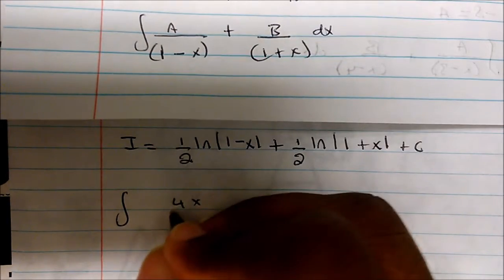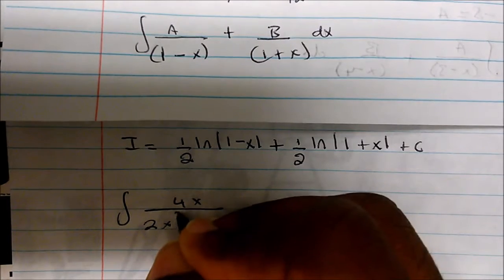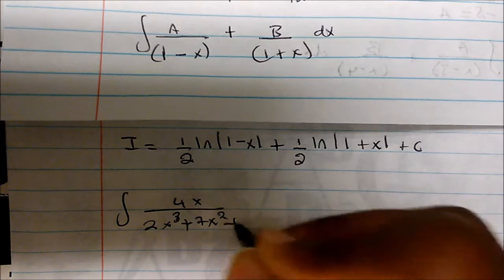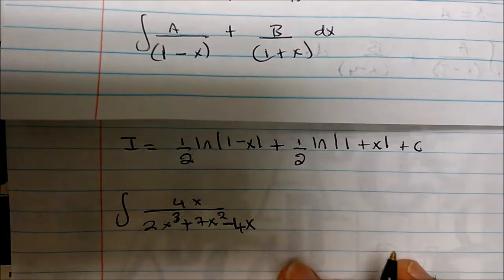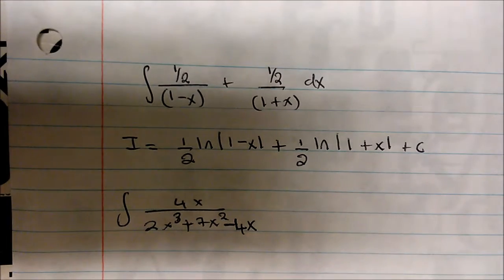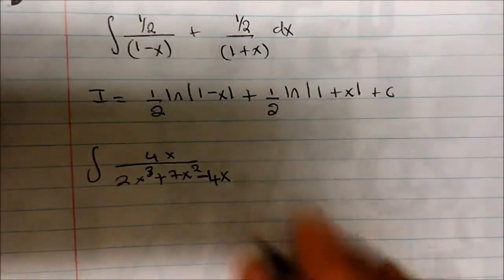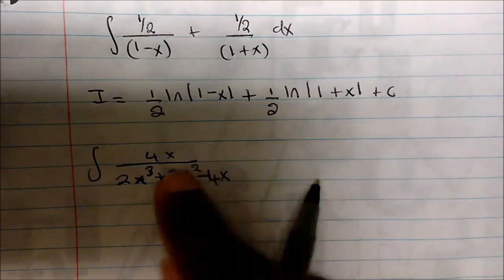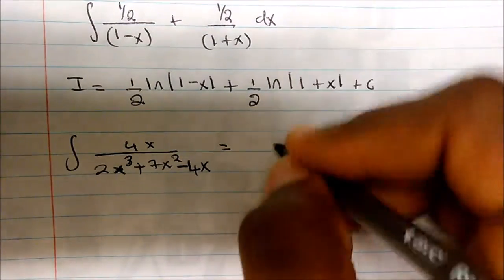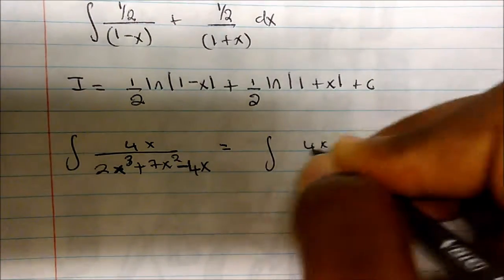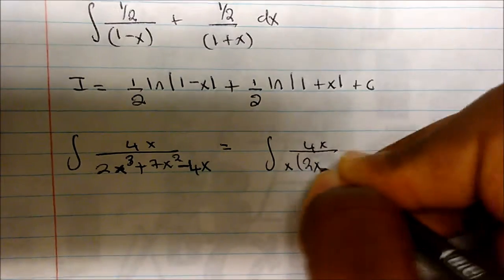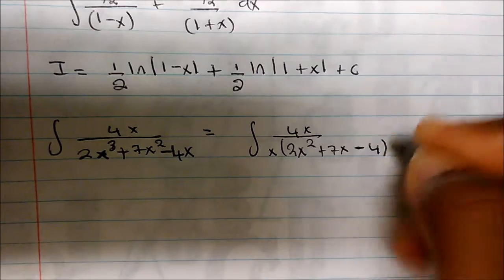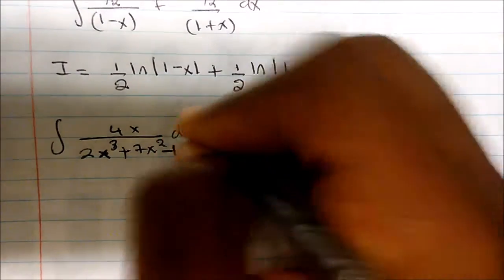4x divided by 2x cubed plus 7x squared minus 4x. Okay, how would we integrate this? Well, to me, it looks as if the bottom is factorable. They all have an x in common, so I could rewrite this integral as the integral of 4x over x times 2x squared plus 7x minus 4 dx. And I forgot my dx here.